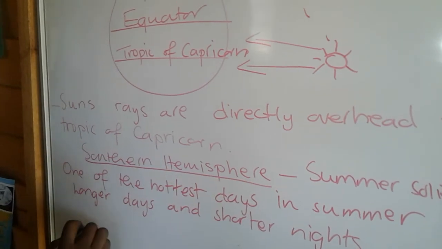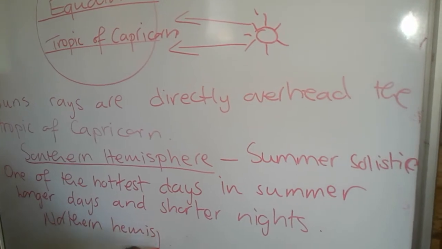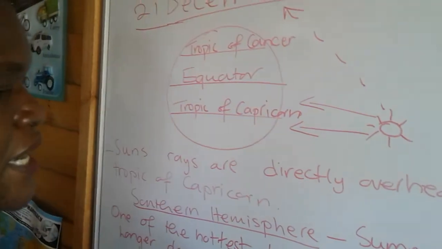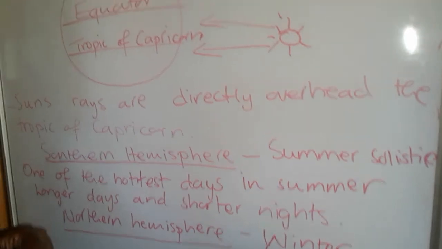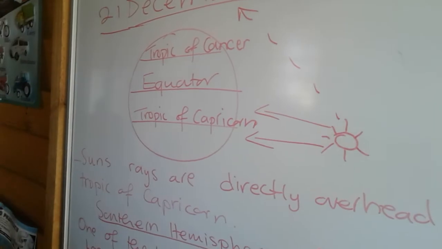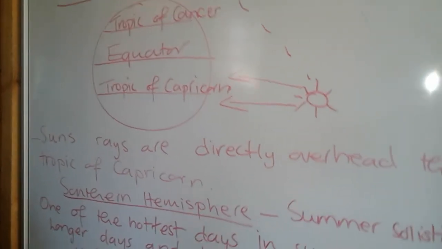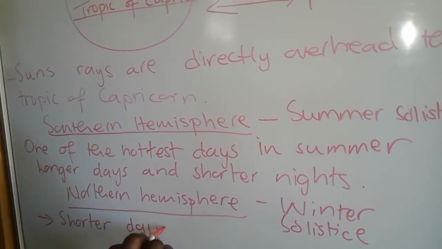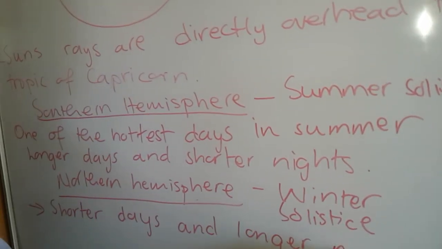And then in the northern hemisphere now, this is a winter solstice for them. So it is also very cold for them, which means the earth is tilted away from the sun. So in terms of the days, they experience shorter days and longer nights.